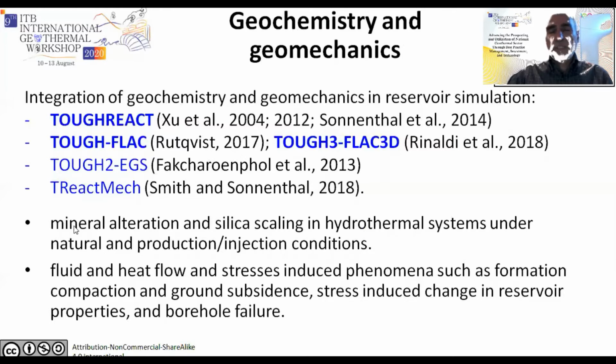Geochemical capabilities are usually used for mineral alteration and silica scaling in a hydrothermal system under natural and production-injection conditions, while geomechanics capabilities are mostly used for fluid and heat flow and stress-induced phenomena such as formation compaction and ground subsidence, stress-induced changes in the reservoir properties, and borehole failures. This probably will be an application that will find quite a lot of interest in the upcoming times.